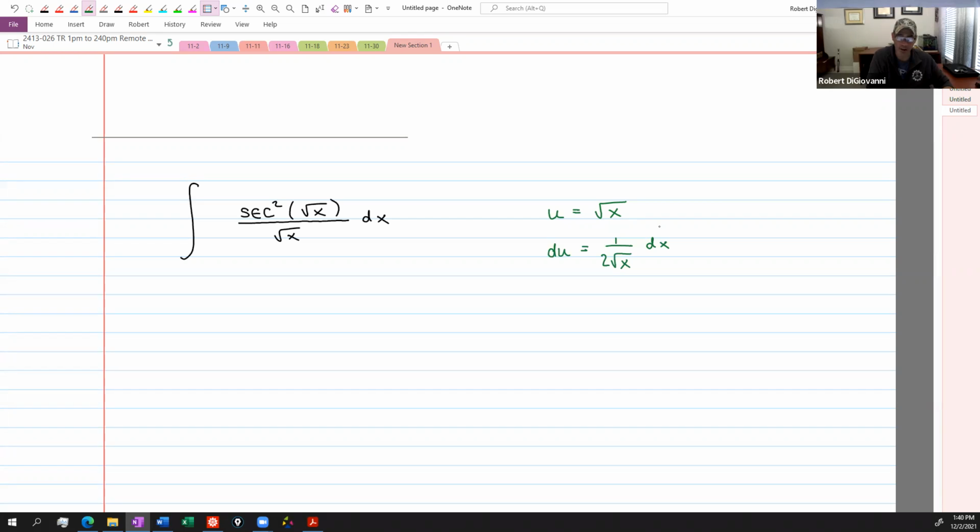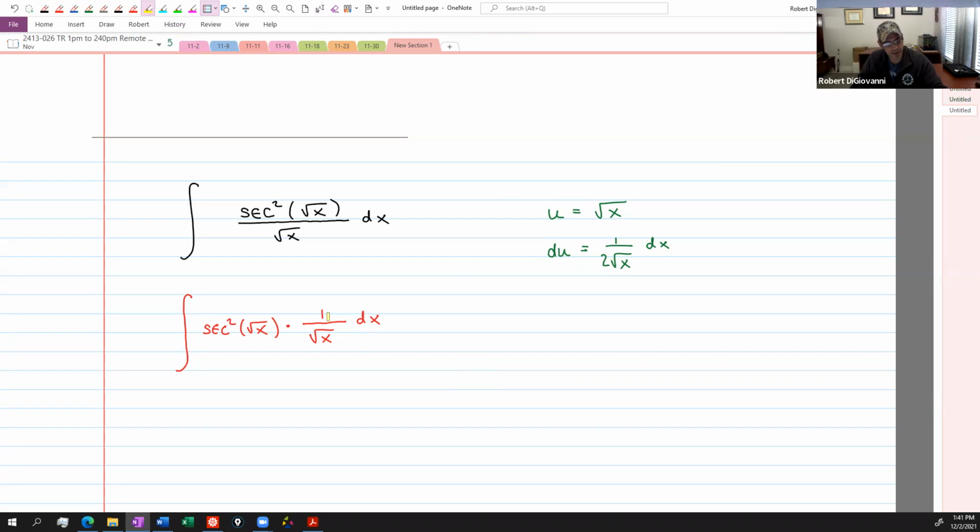Now, do you see it over here? Do you see 1 over 2 root x? Not exactly. It's there though. It's just not glaring at you. You have to rewrite it first. You have to rewrite this as secant squared square root of x times 1 over the square root of x dx. See, because it's a fraction, right? I can slide this numerator off to the side and pull this root x out here as a 1 over it, right? Can I do that? That's just algebra.